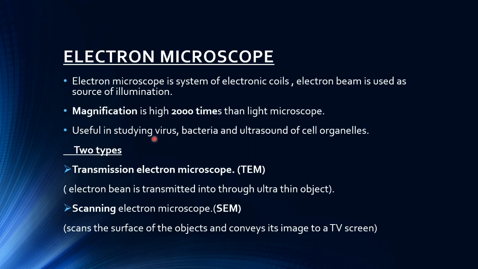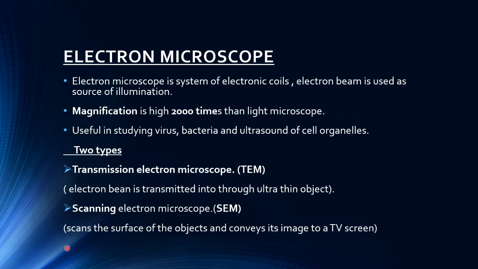There are two types of electron microscope. One is the transmission electron microscope, which is called TEM, and the other one is the scanning electron microscope, which is called SEM. So as the name indicates, in a transmission electron microscope the electron beam is transmitted into the ultra thin object. So you should know that in the transmission electron microscope, the specimen should be thin, so that the electron beam which is passed penetrates through the sample.